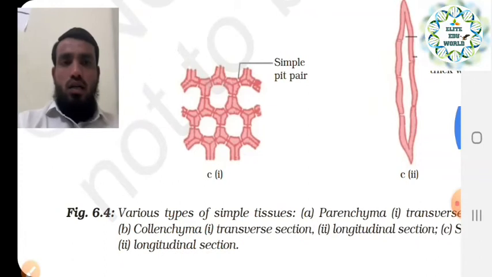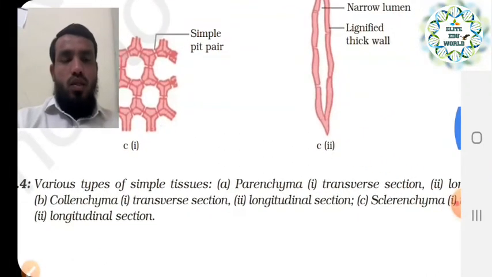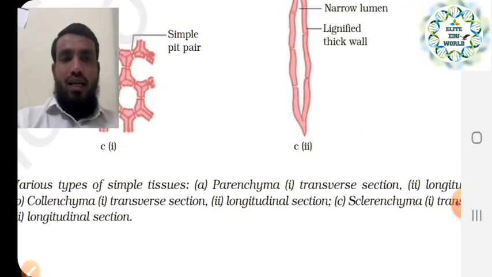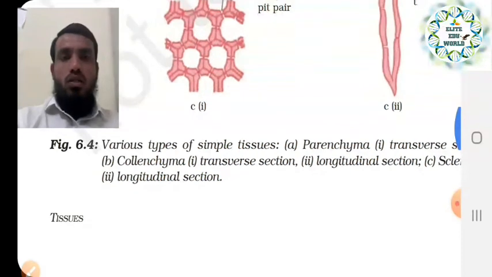And here the third type, a longitudinal section of sclerenchyma. So the third type is called sclerenchyma.